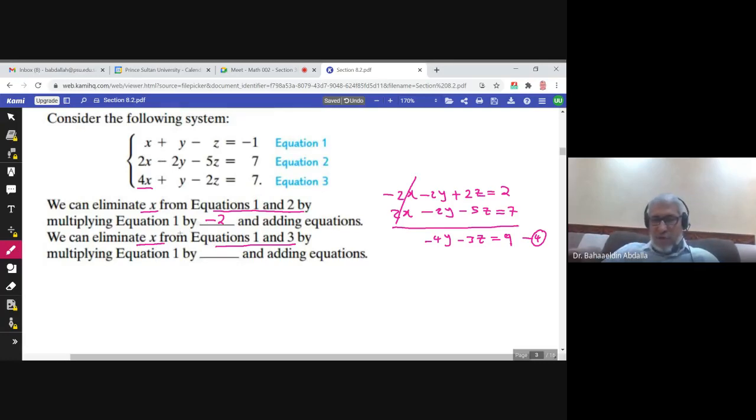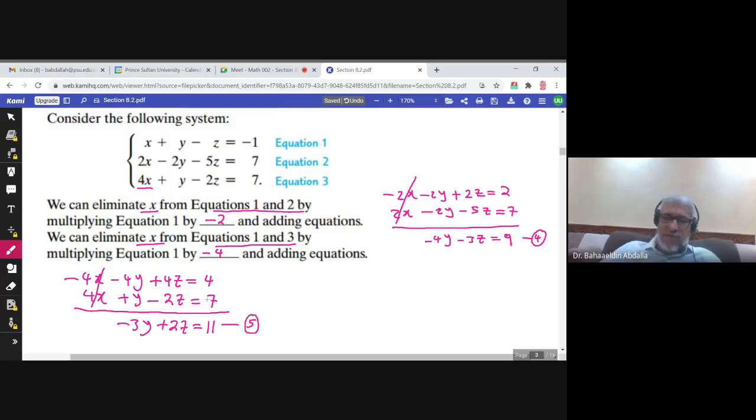I multiply equation 1 by -4. If you multiply equation 1 by -4, you will have -4x, -4y, plus 4z equals -4 times -1, that's 4. And equation 3, you write it as it is. And now you add the two equations again. X would be cancelled. -4y plus y would be -3y. 4 minus 2 would be plus 2z equals 11. And now this is equation 5.